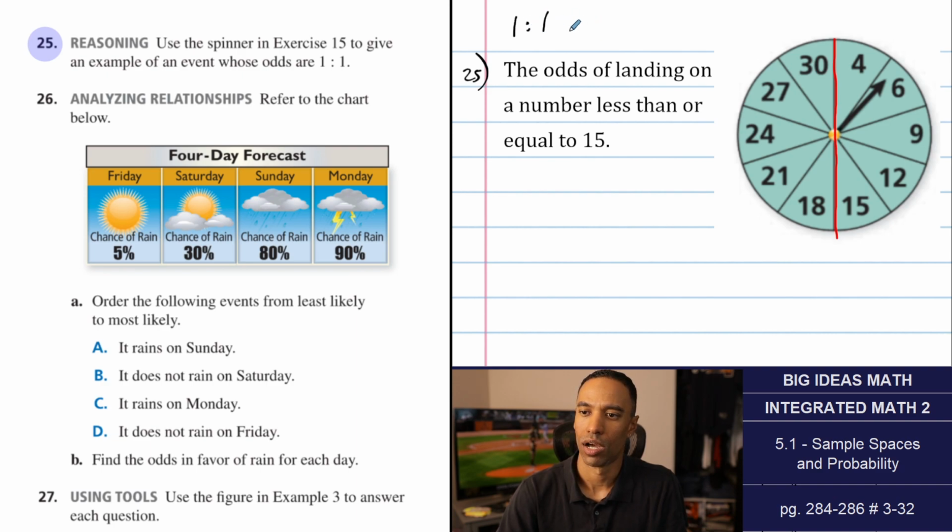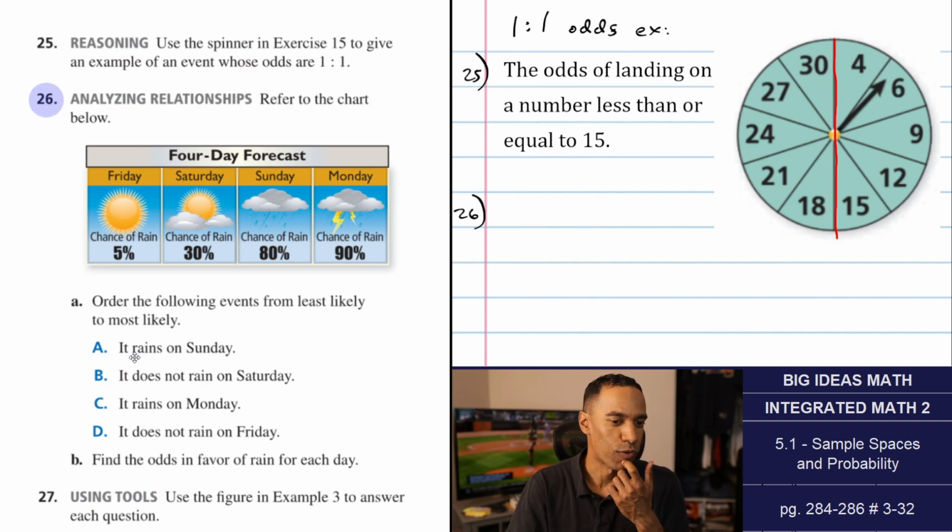1 to 1 odds. Example. Okay, number 26. Analyzing relationships. Refer to the chart below and answer parts A and B. And part A has 4 parts.